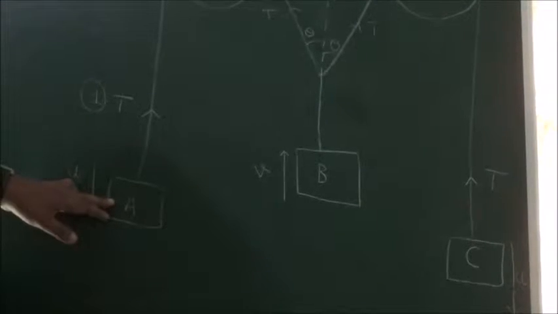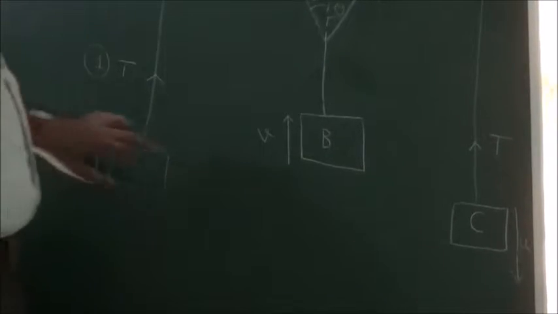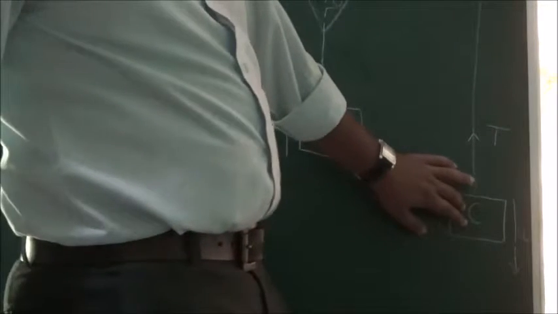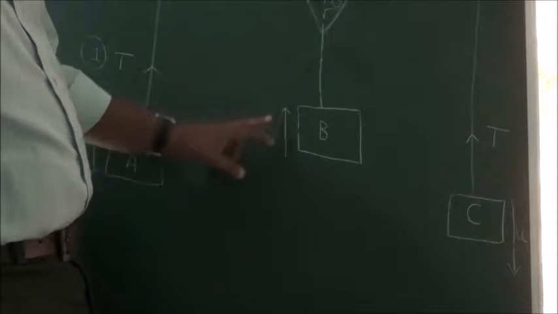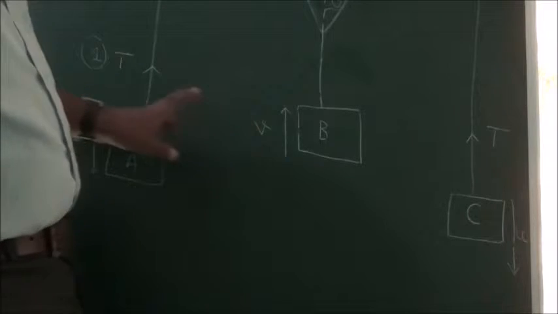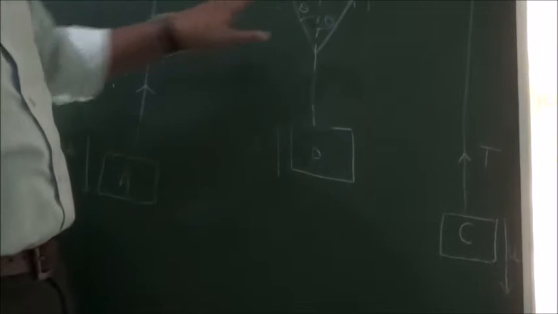Object A is moving downwards with velocity u. Object C is also moving downwards with velocity u, and object B is moving upwards with velocity v. Now distribute the tension uniformly in the strings in terms of a single variable t.